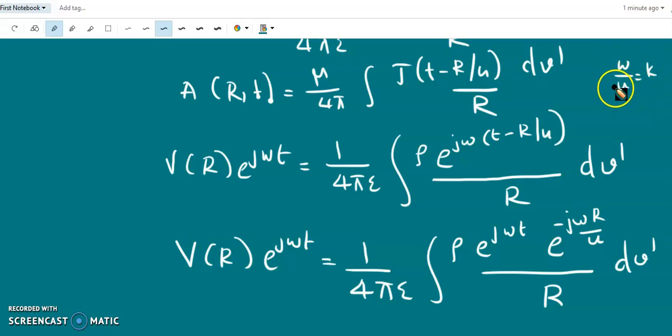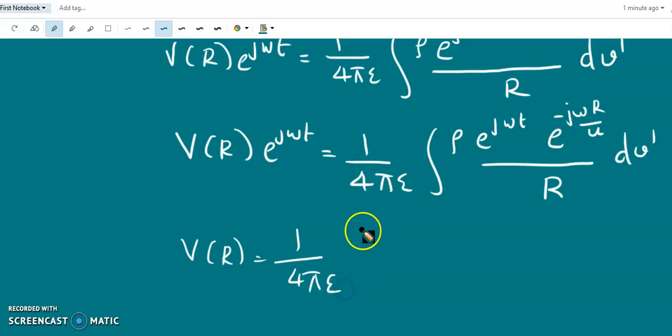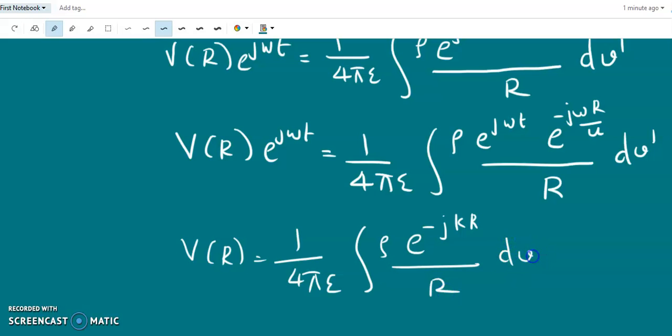We have seen 2 pi f by f lambda, 2 pi by lambda, k. So this integration is with respect to volume, so e to the power j omega t can be taken out and we can cancel it on both sides. We get V of r is equal to 1 over 4 pi epsilon integral rho e to the power minus j k r by r dV prime.